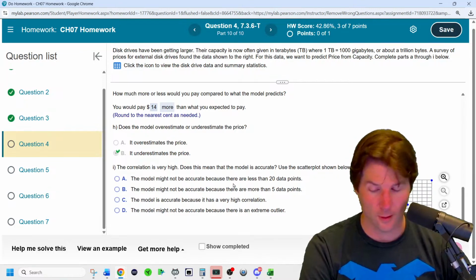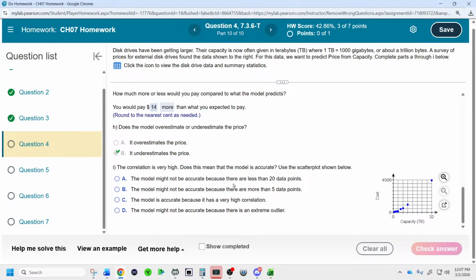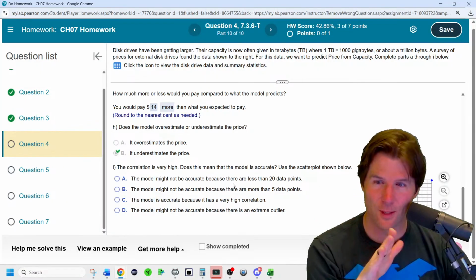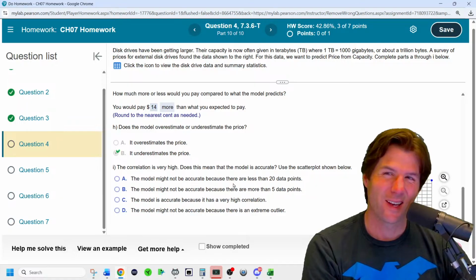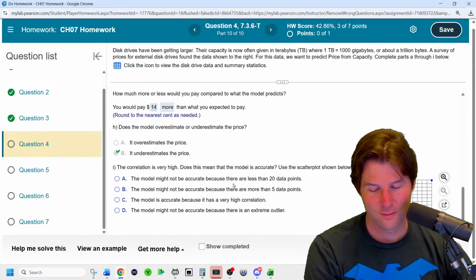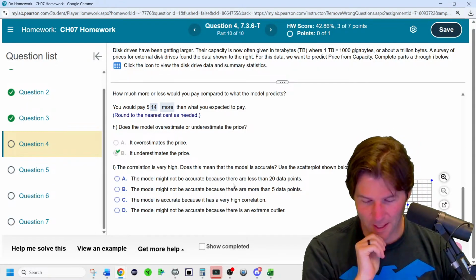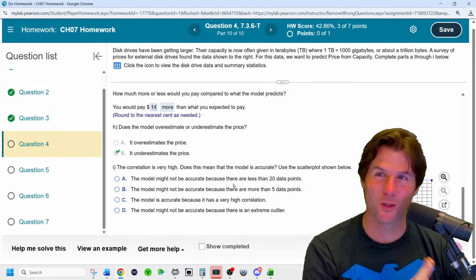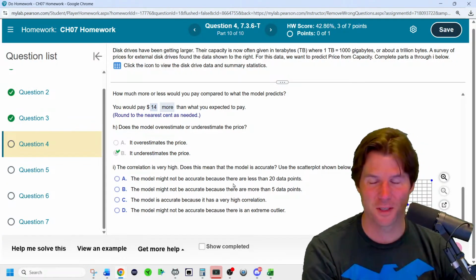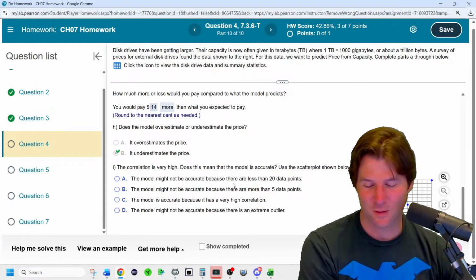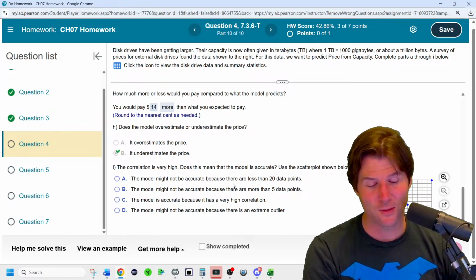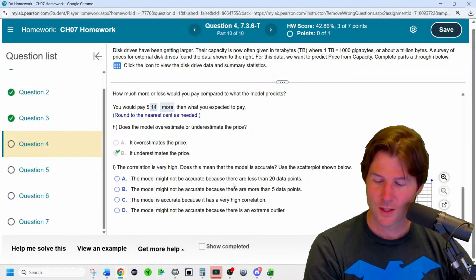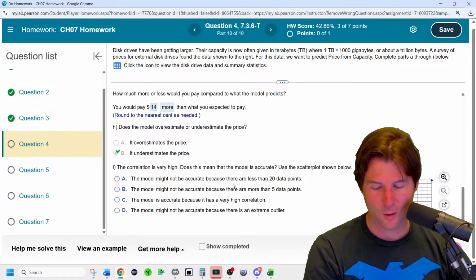Oh, we just got one more part. Oh, this one gets me every once in a while. Some of these answers you can eliminate because they're nonsense. The model might not be accurate because it has a certain amount of points. Well, the model might not be accurate because there are more than 5 data points. That's ridiculous. More data points are going to lead to a more confident ability in the model. Less than 20 data points, well, sorry, veterinary research. A lot of veterinary research is done with small data sets, so you can use small data sets to make conclusions. The model is accurate because it has a very high correlation.